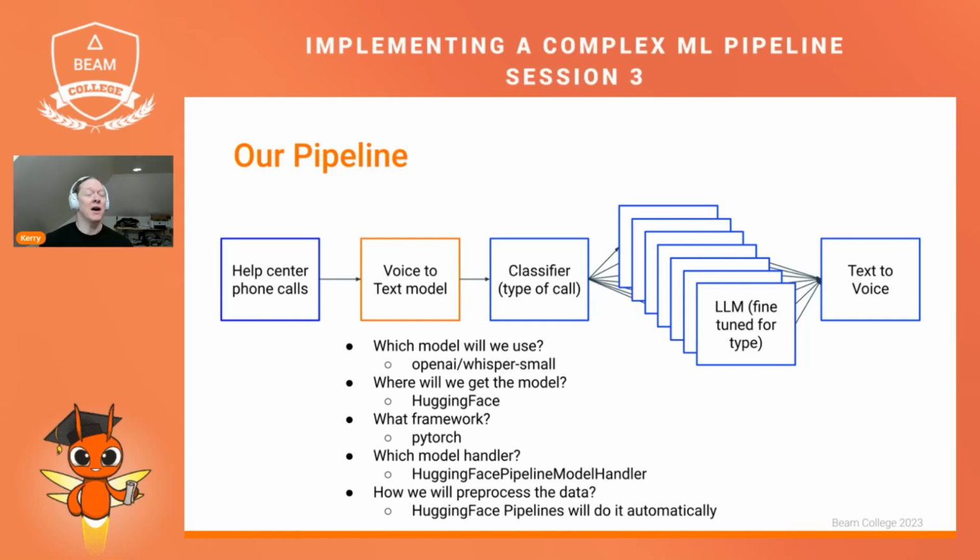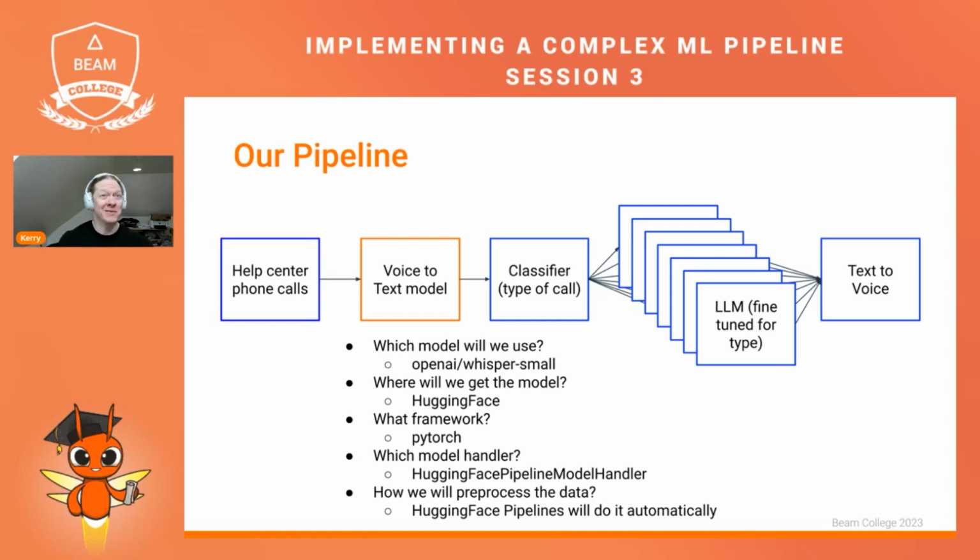This is the OpenAI Whisper Small model. We're choosing a small model because that lets us run it more effectively in the Google Colab environment we'll be working in. We're going to get the model and the weights from Hugging Face because Hugging Face is, in my experience, the biggest model repository, and it's also the easiest to use.